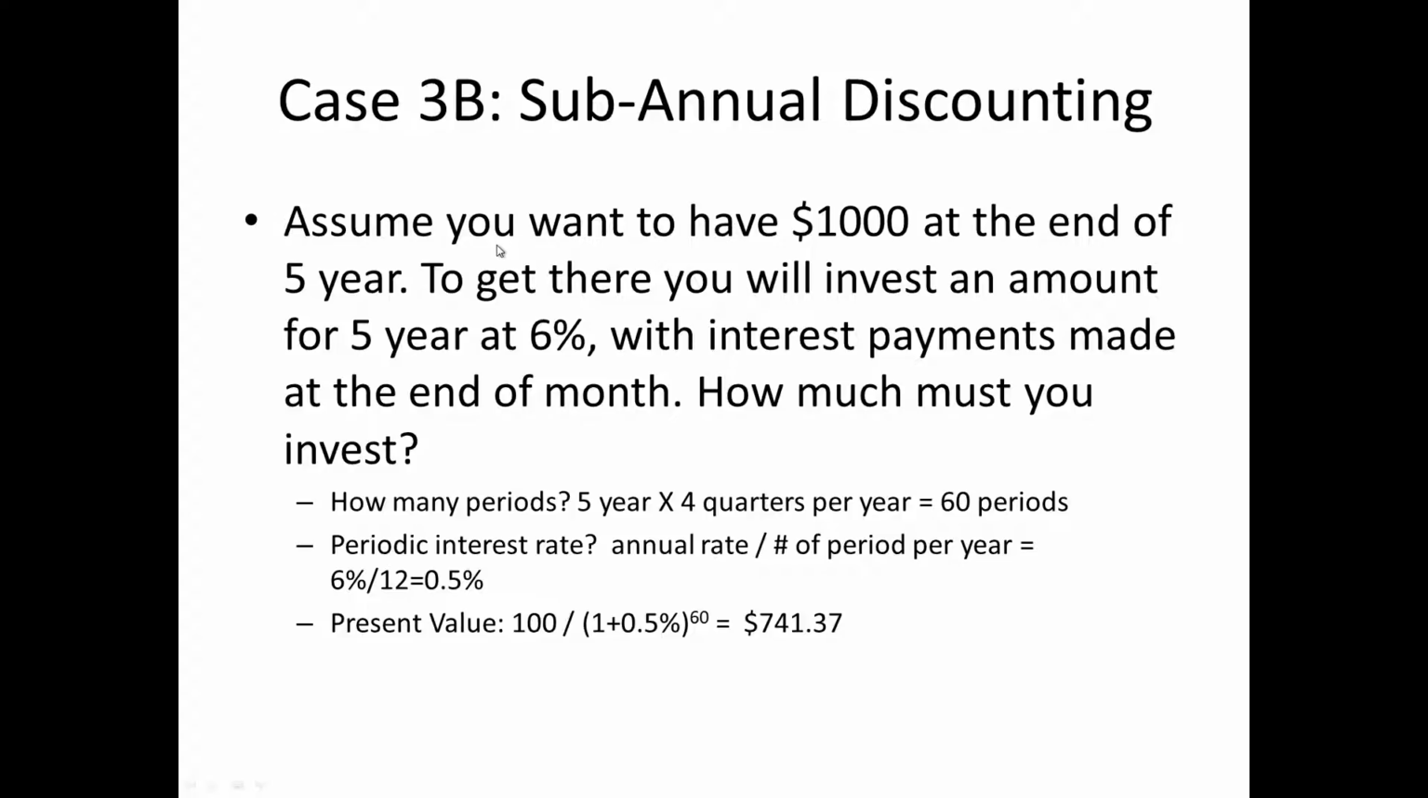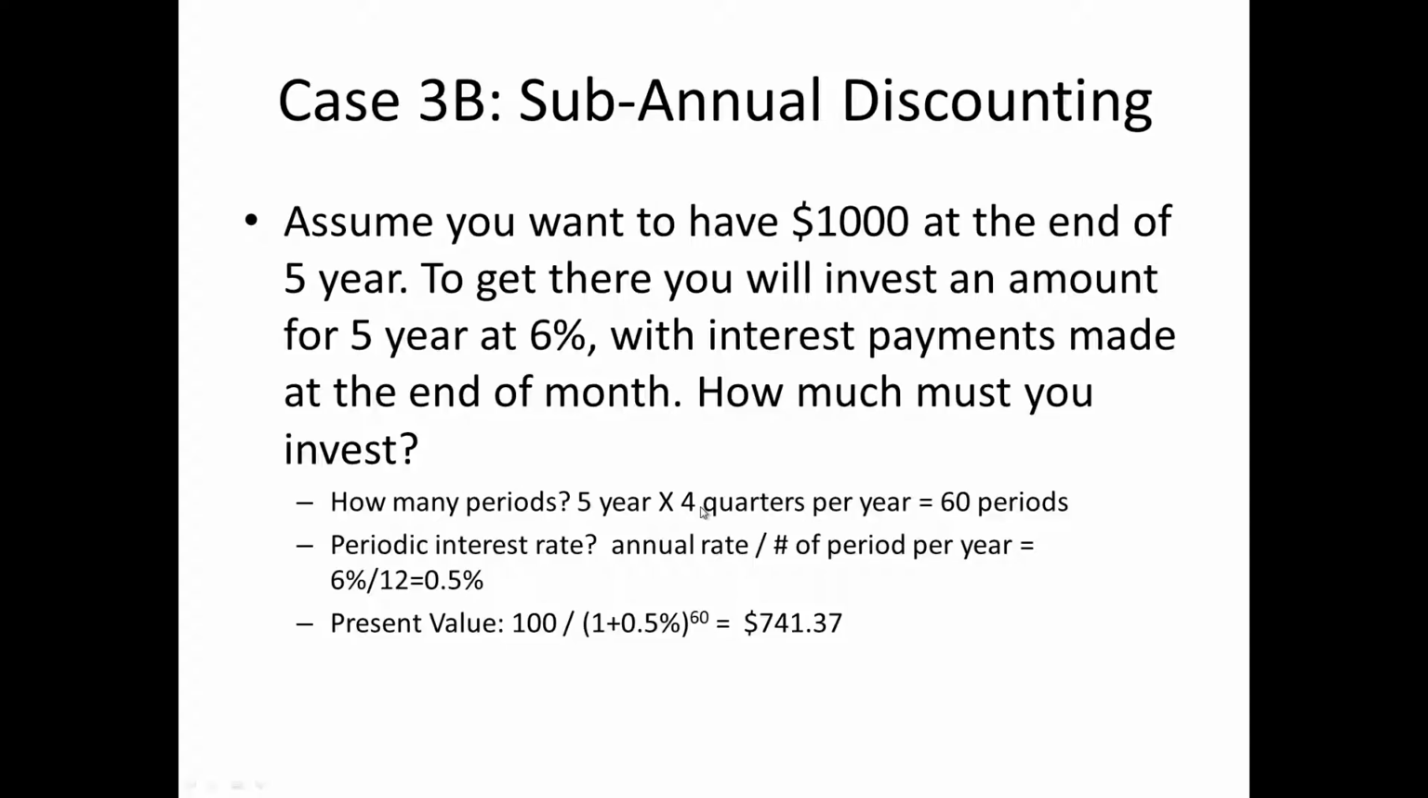Again, second example of this, instead of the subannual just being inside of a year, we're going to go out to 5 years. So imagine that you want to have $1,000 at the end of 5 years. To get there, you're going to invest an amount now for 5 years at 6%, but your interest payments are going to be made at the end of each month. Okay, so same process, how many periods?